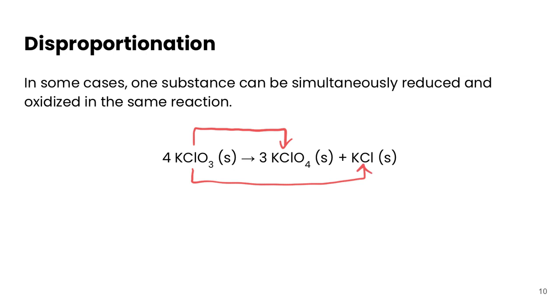Now, if we're looking in terms of oxygen, the potassium chlorate is reduced, so this is our reduction to KCl because we're losing oxygen there, but it is oxidized to potassium perchlorate because it's gaining oxygen there. So we have one reactant going to two separate things. So it's being simultaneously reduced and oxidized. So this would be a disproportionation reaction.